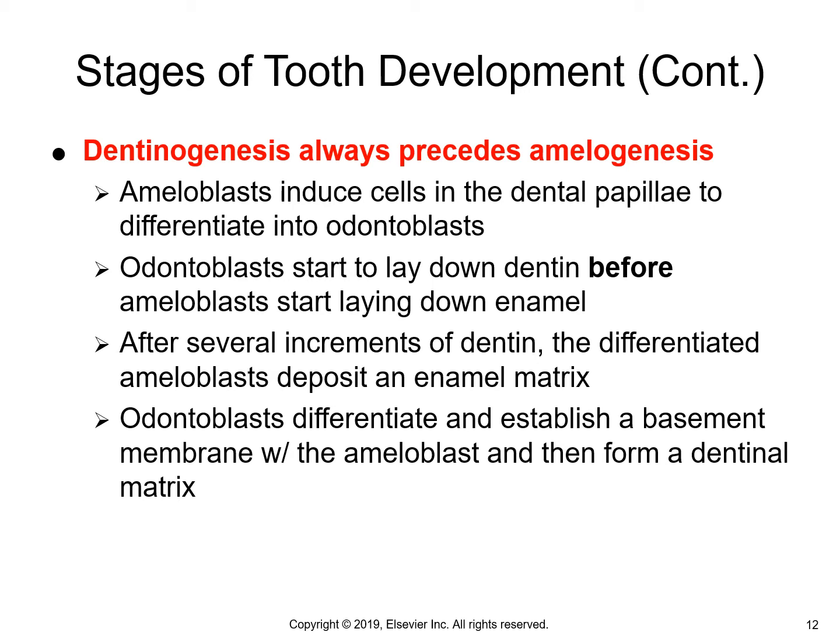After several increments of dentin, the differentiated ameloblast will begin to deposit an enamel matrix on top of that dentin, and the odontoblast will differentiate and establish a basement membrane with the ameloblast and form a dentinal matrix. So if you think of the tooth, it basically forms from the inside out. The dentin is going to lay down incrementally, and after it lays down the number of layers that are needed, then enamel will start to be laid on top of that incrementally in layers again.